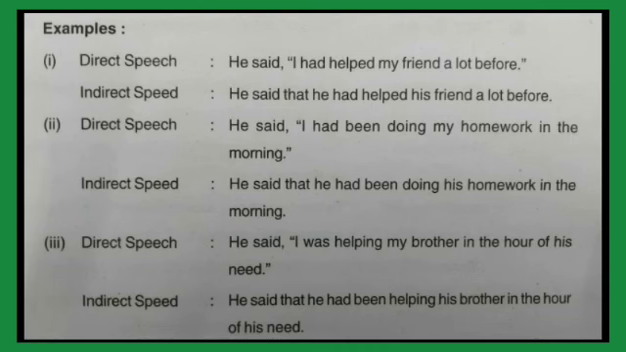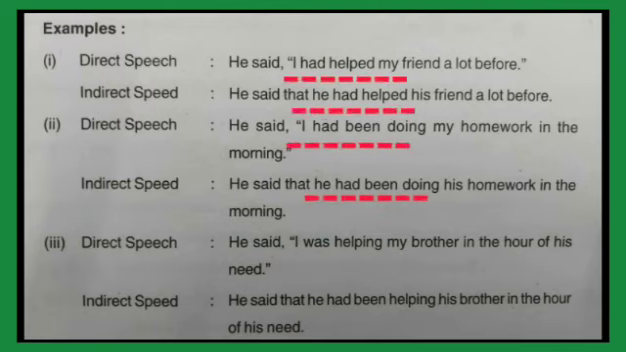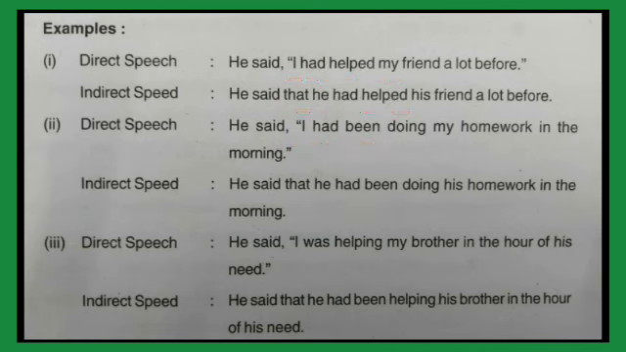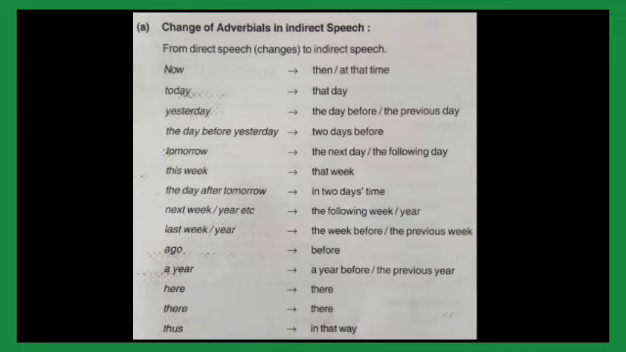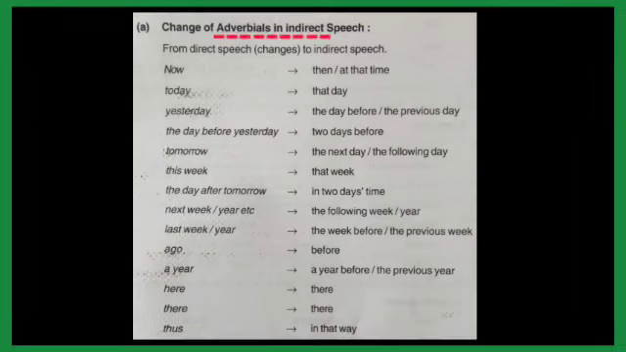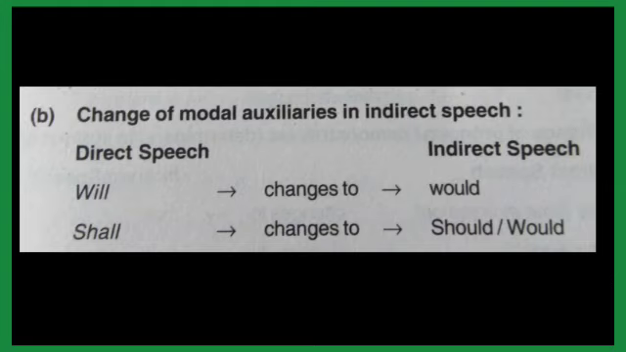Now, look at these examples in box 6. These are very easy. Here, past perfect and past perfect progressive tense forms do not change in indirect speech. Only the past progressive form has changed into the past perfect progressive form. Now, look at box number 7 and mark the changes of adverbials. Modal verbs in indirect speech.